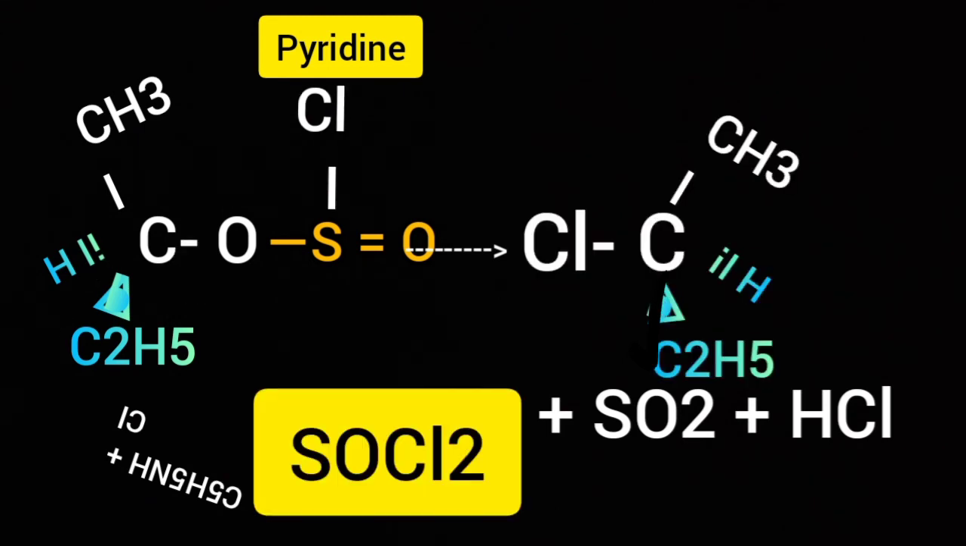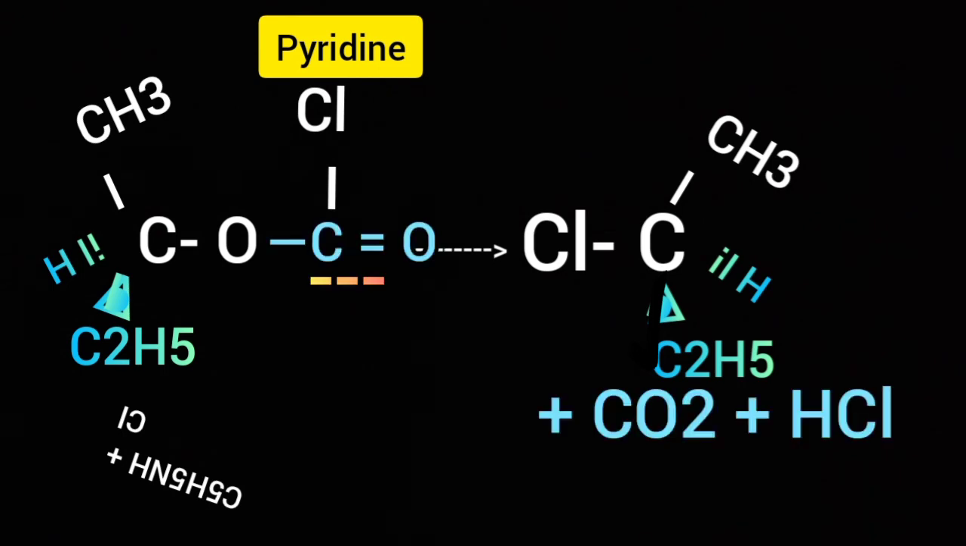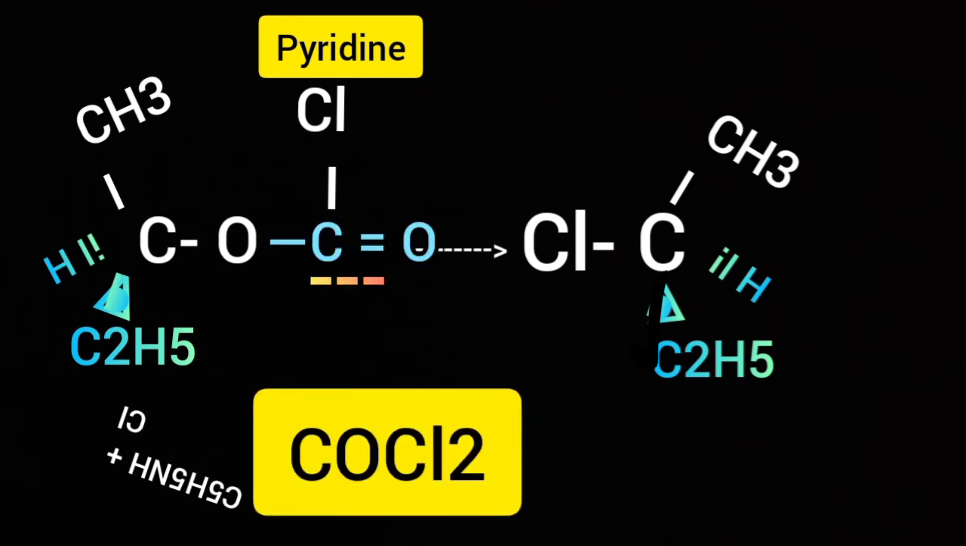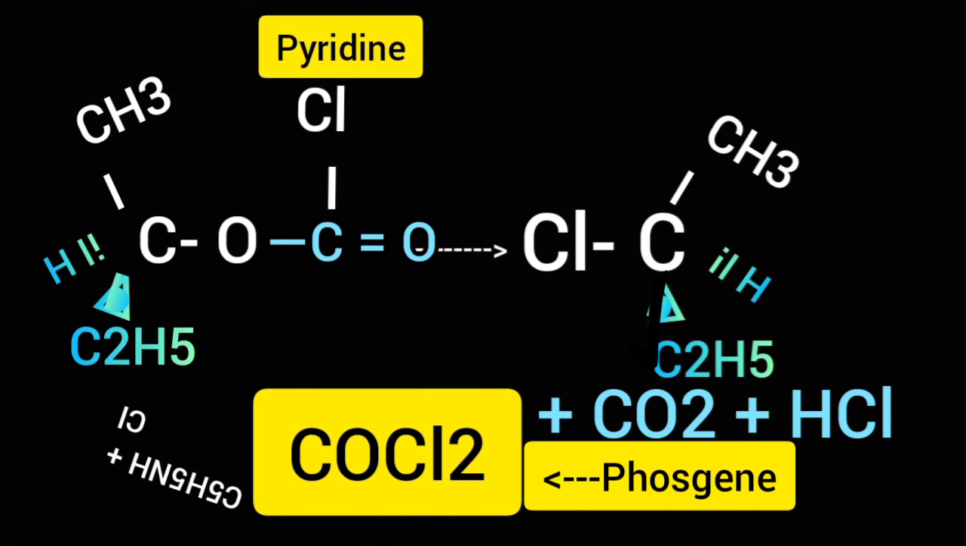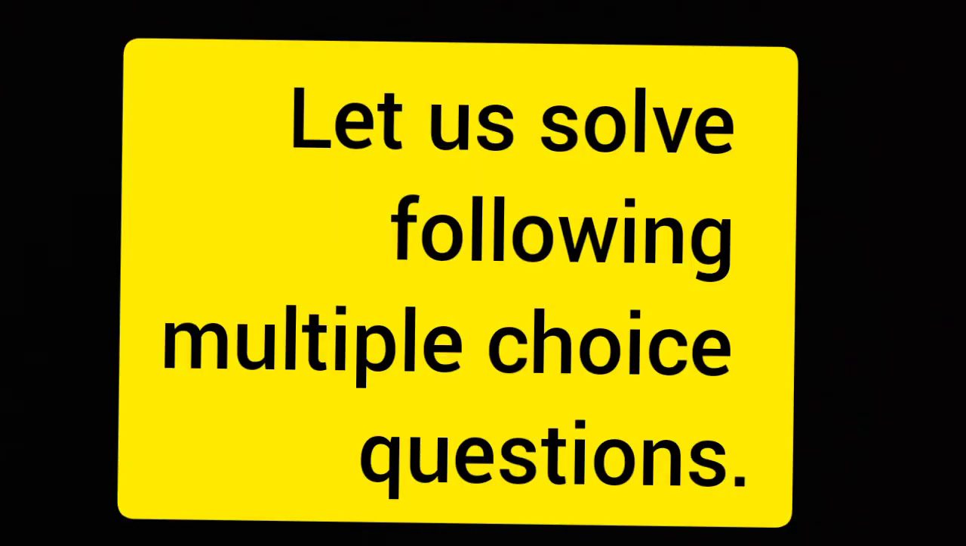If sulfur is replaced by carbon, then the compound is COCl2, that is phosgene. The possible products are alkyl chloride, carbon dioxide and HCl. After learning the SNi mechanism in detail, we can solve the following multiple choice questions.